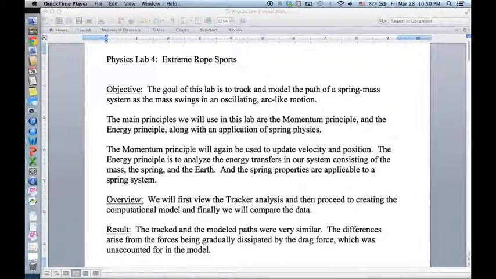The main principles we will use in this lab are the momentum principle and the energy principle, along with an application of spring physics. The momentum principle will again be used to update velocity and position. The energy principle is to analyze the energy transfers in our system, consisting of the mass, the spring, and the Earth. And the spring properties are applicable to a spring system. In the end, we see that the tracked and the modeled paths are very similar. The differences arise from the forces being gradually dissipated by the drag force, which was unaccounted for in the model.